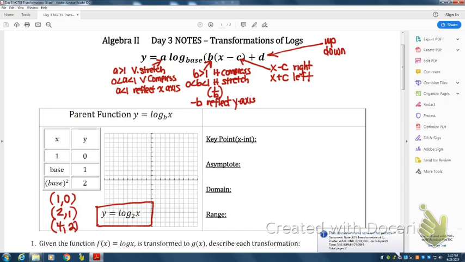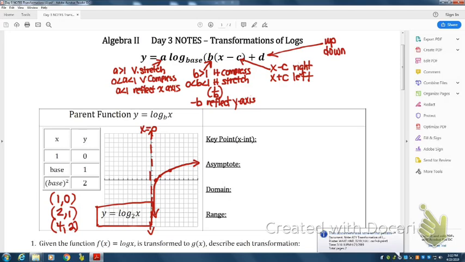So when we plot those points, (1, 0), (2, 1), and (4, 2), it has a vertical asymptote of x equals 0. That is part of the graph. You need to graph that. So we put an asymptote with a dotted line. The function will never ever touch x equals 0. Get really, really close, but it'll never touch it.